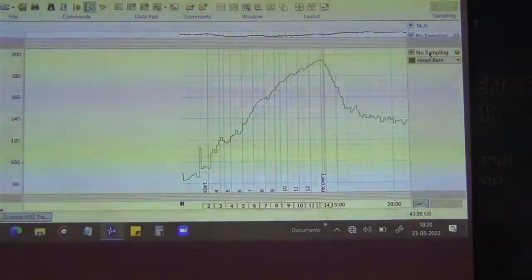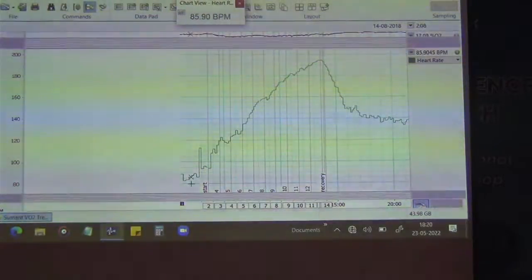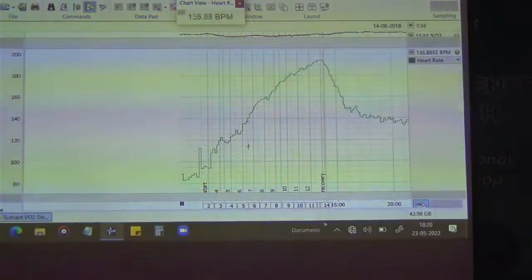Wherever you take the cursor, you can see the value. So resting was somewhere around 80, 83. As the exercise peaked, just before recovery, it went to around 194, 195 or so.